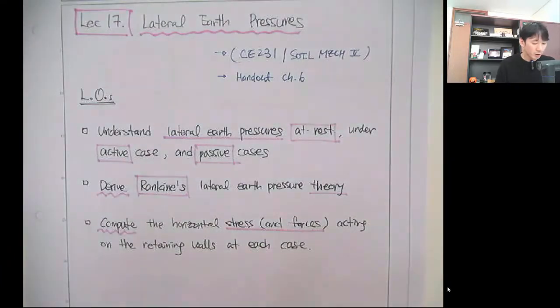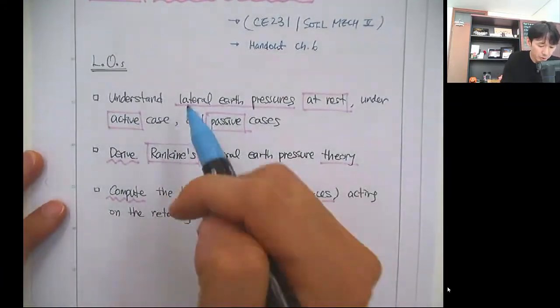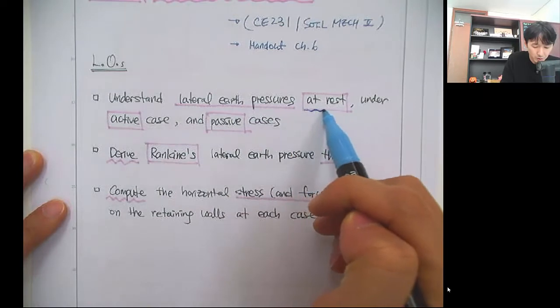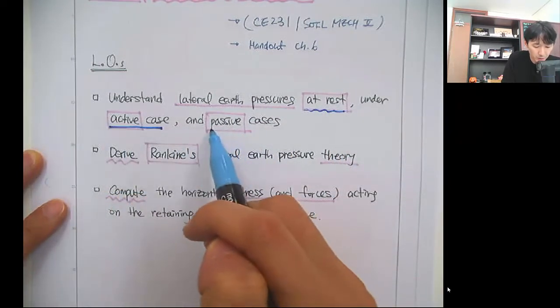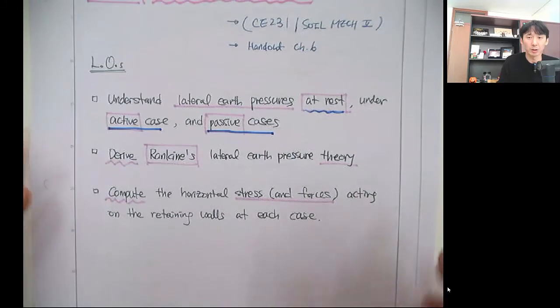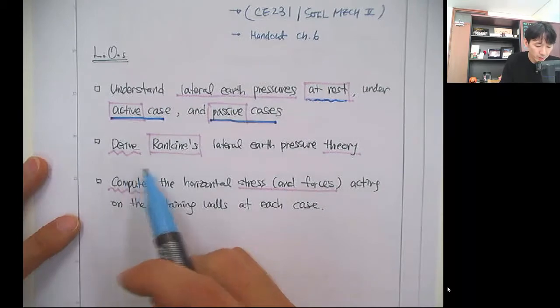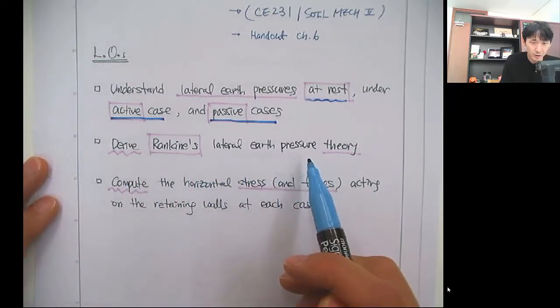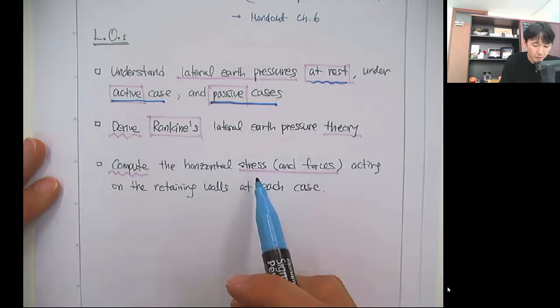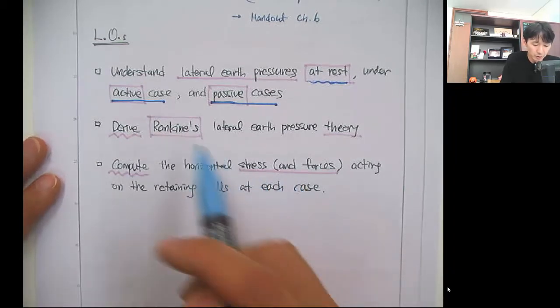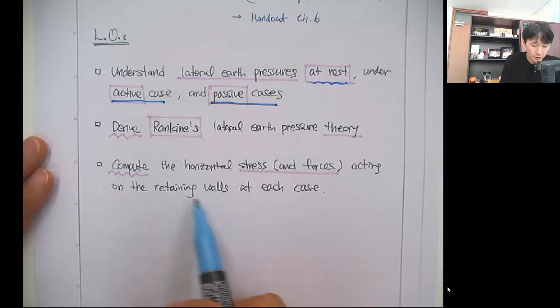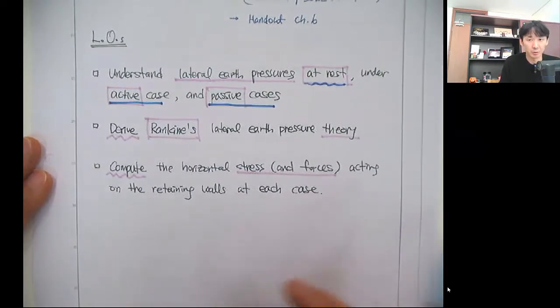The learning objectives of this class are to understand the lateral earth pressures at rest, under the active case, and under the passive case. We're going to see what the at rest, active, and passive conditions are, and we'll derive Rankine's lateral earth pressure, and compute the horizontal stress and horizontal forces acting on the retaining walls in each case, using Rankine's theory. Okay, let's move on.